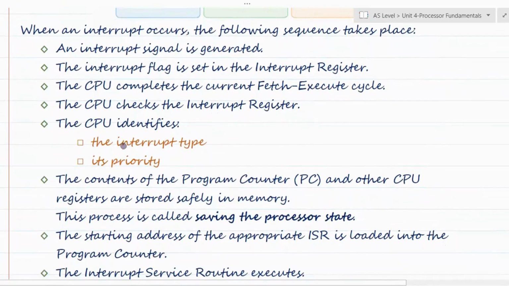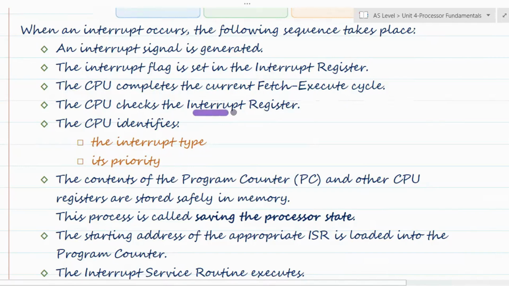This is the sequence that takes place. First of all, an interrupt signal is generated. In case any interrupt occurs, an interrupt signal is generated by that hardware or software. Then the interrupt flag is set in the interrupt register. As we have just discussed, there is an interrupt register. Initially, its value is, let's say, all zeros. Whenever some interrupt signal is generated, its value is changed. So the CPU completes the current fetch decode execute cycle. It will not stop in between. If one instruction is getting fetched, it will be decoded, it will be executed, and then interrupts will be checked.